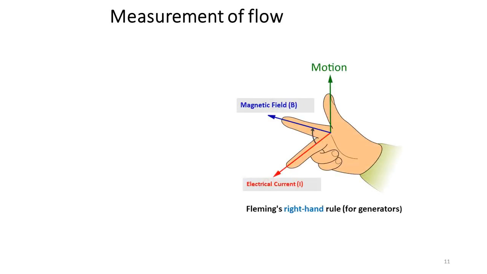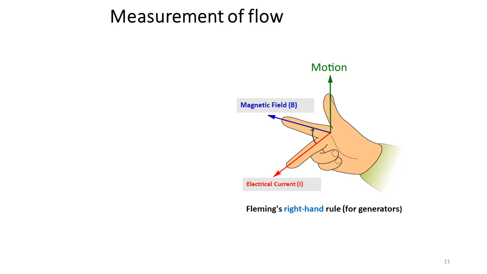How is flow measured in the laboratory or in the clinic? Before introducing the apparatus for measurement of flow, let's talk about Fleming's right-hand rule. Fleming's right-hand rule says that under a magnetic field, if we have a motion, we can produce an electrical current, I. This is the basis of all generators. For example, a simple bicycle has a simple light which works with the motion of the bicycle.